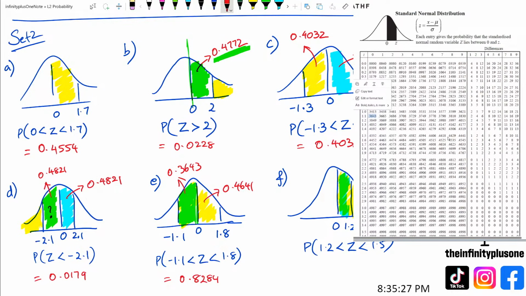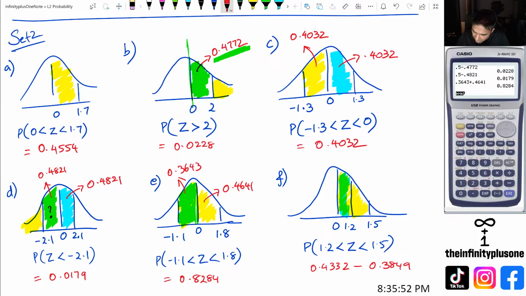For 1.5, we've got 0.4332, which is 1.5 right there. Then I want 1.2, which is this one, 0.3849. And all I've got to do is subtract it. So I'm going to go 0.4332, and it's not working. Let's just clear that.